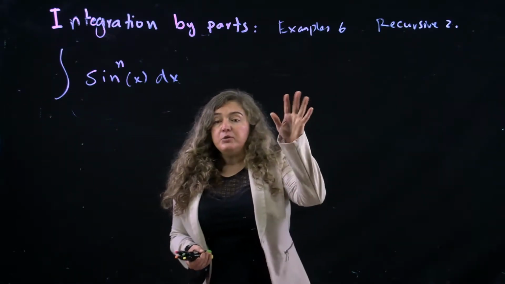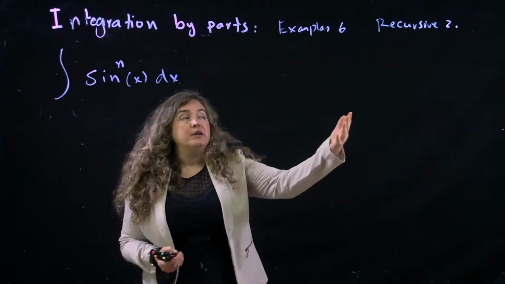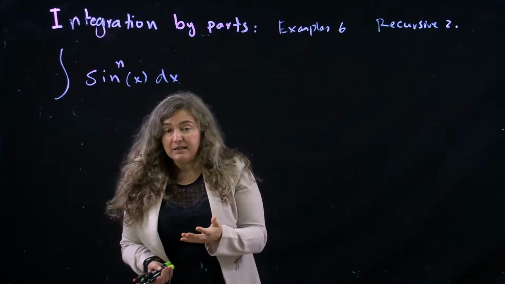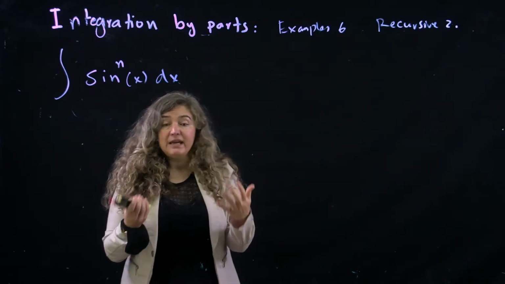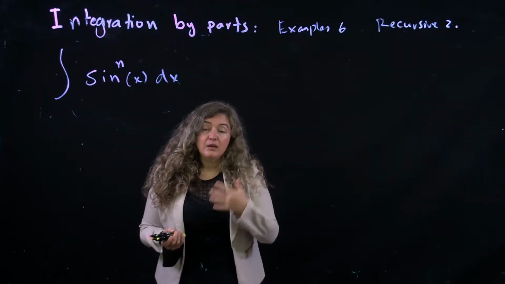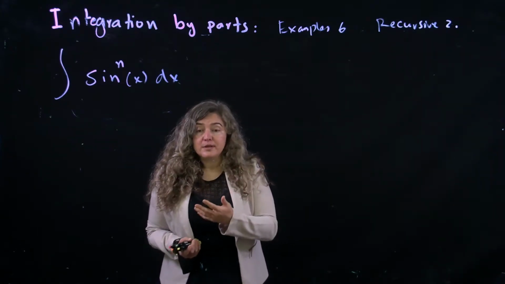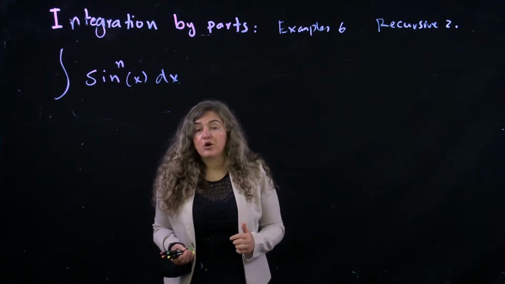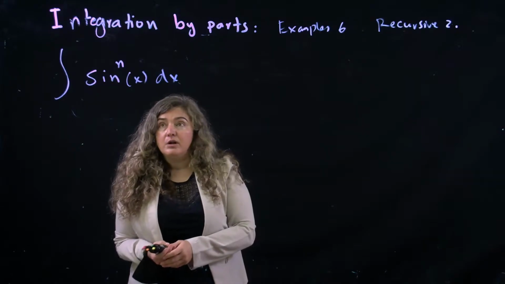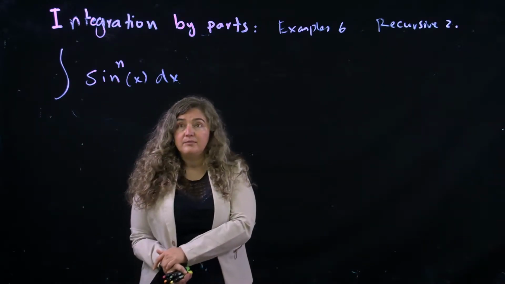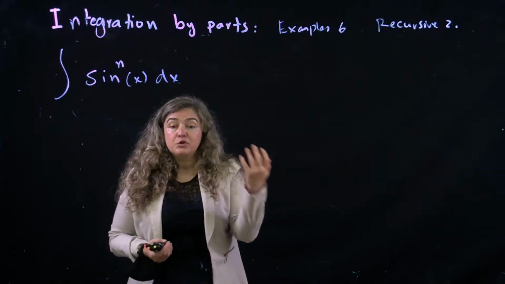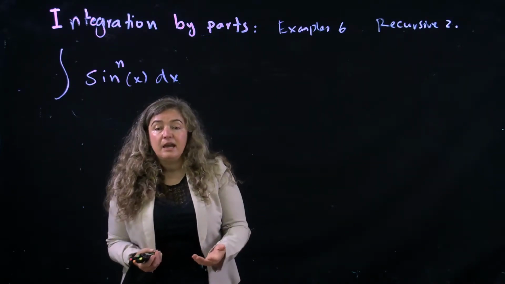Okay, we're continuing with integration by parts. Another example of recursion is where you're taking an antiderivative, and what you end up with is going to resemble, or partly resemble, what you started with. So this is the integral of sine to the power n of x dx, or it could be cosine to the power n of x dx.